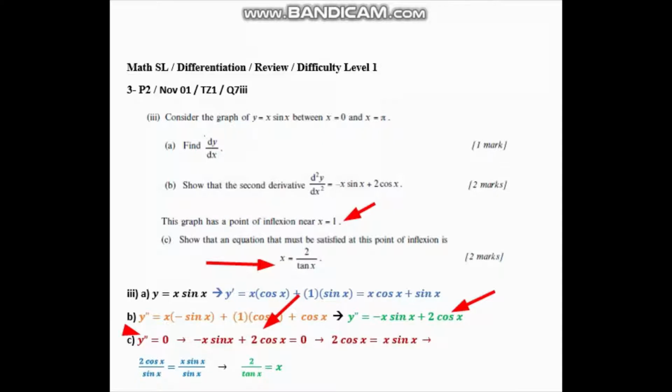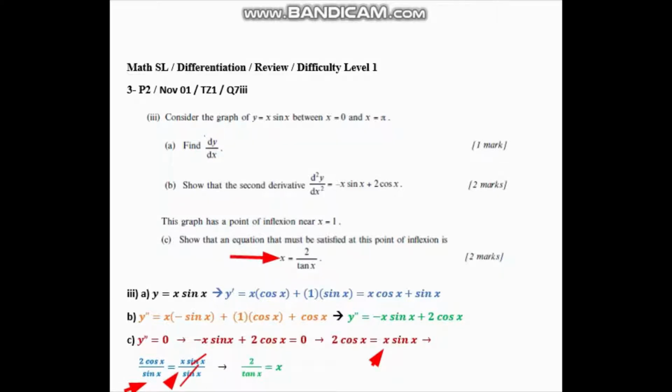I shall take this term to the right hand side and change the sign from negative to positive. Then, seeing that I want to show that x equals something, there is an x right there alone, so I want to isolate this x. I shall divide both terms by sine x, which will help me because sine x in the numerator shall cancel sine x in the denominator, and I am left with x on one side.